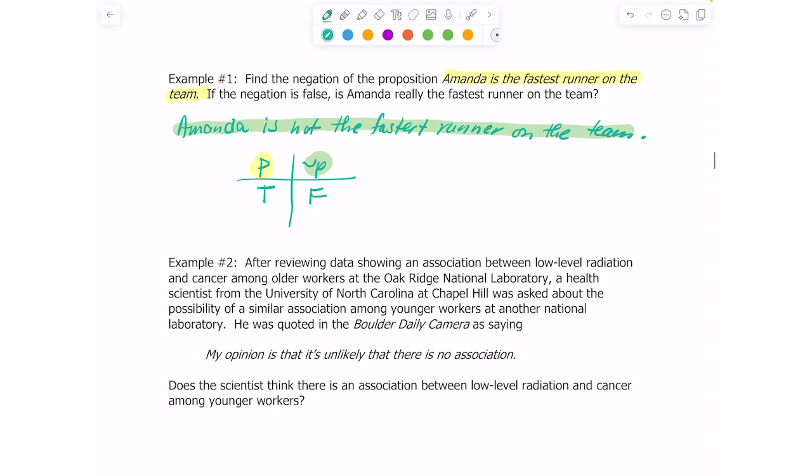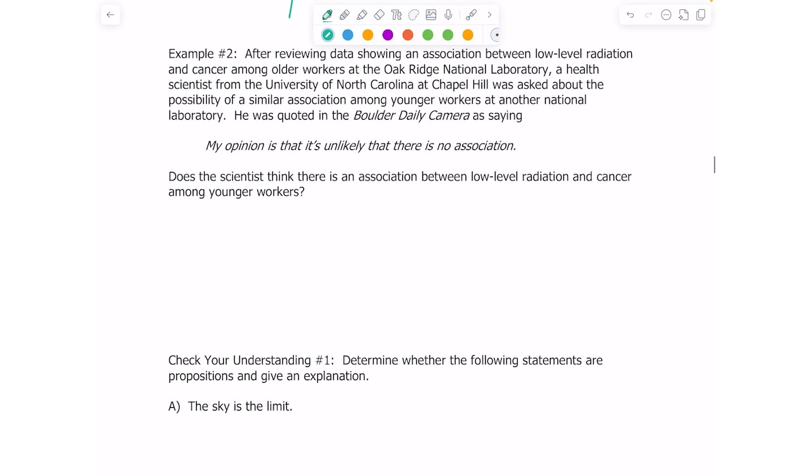Here's another example. After reviewing data showing an association between low-level radiation and cancer among older workers at the Oak Ridge National Laboratory, a health scientist from the University of North Carolina was asked about the possibility of a similar association among younger workers at another national laboratory. He was quoted in the Boulder Daily Camera as saying, "My opinion is that it's unlikely that there is no association." Does the scientist think there is an association between low-level radiation and cancer among younger workers?